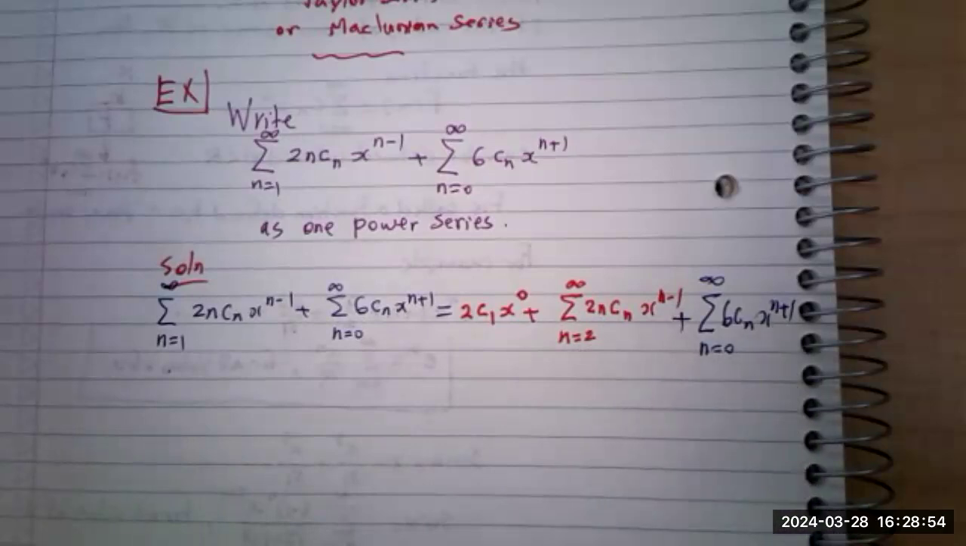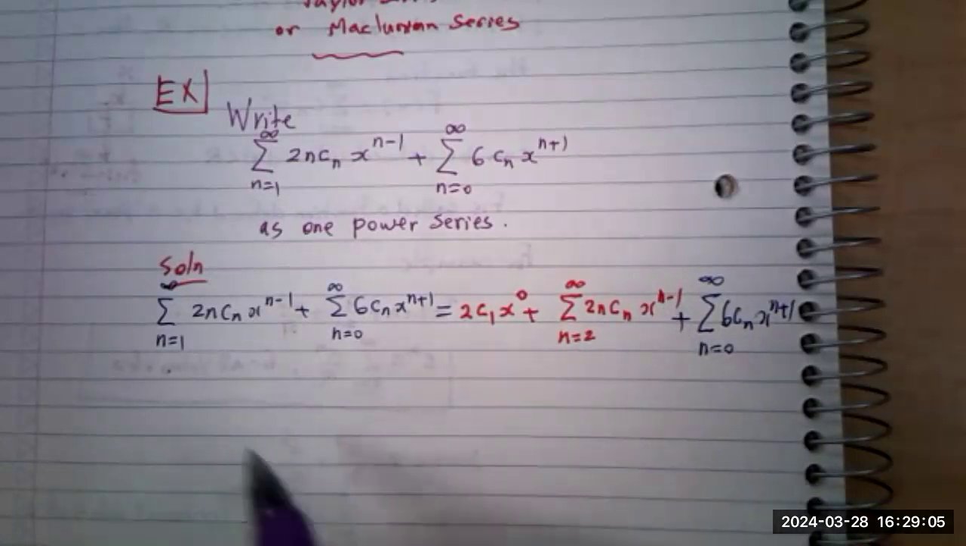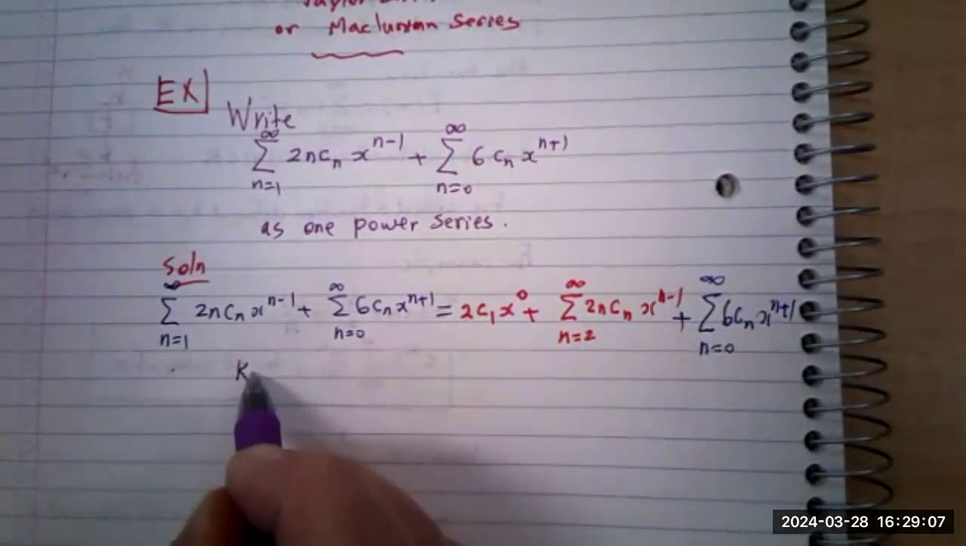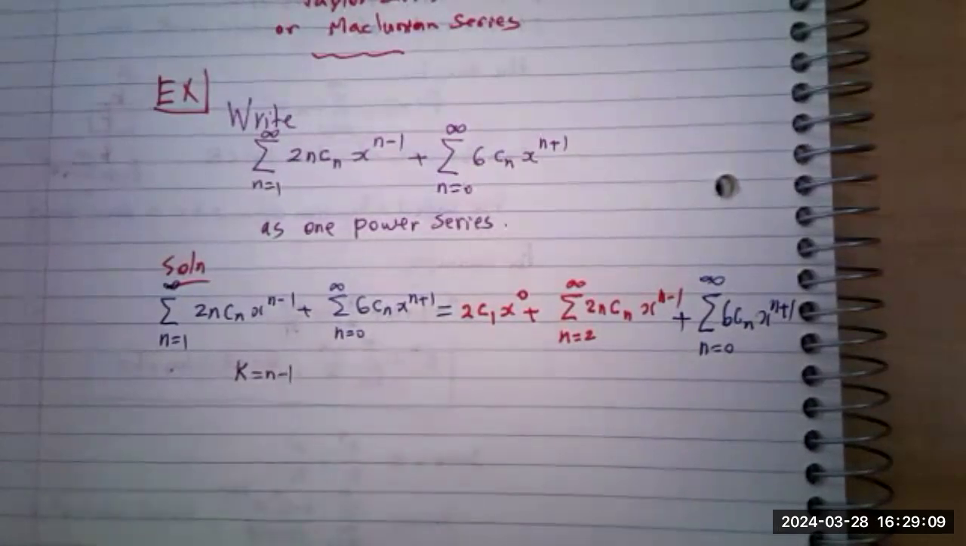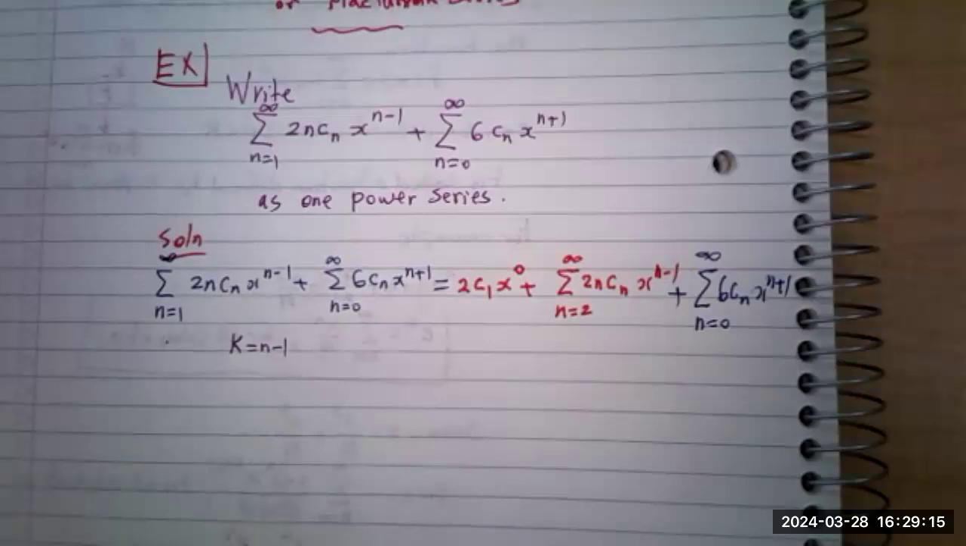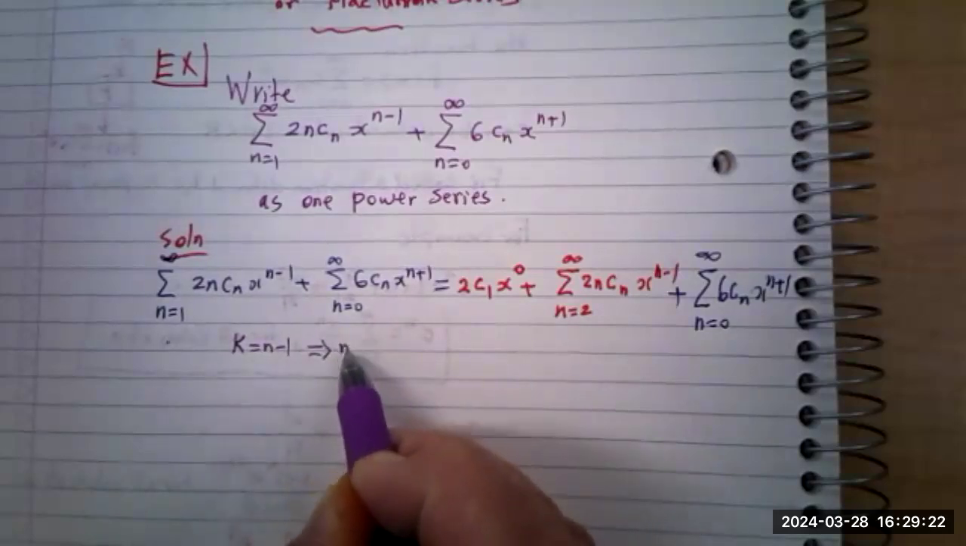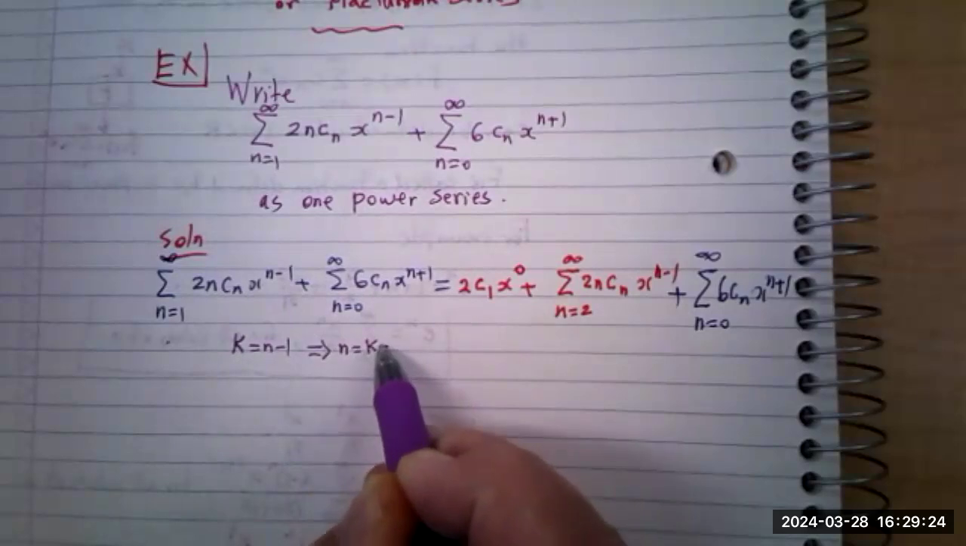So what you would like to do is have something like x to the k, so that you'll be able to pull it out as a factor. So what I'm going to do is change this one. This is n minus 1. I'm going to take n minus 1 to be equal to k. So this would be x to the k. But you have to change everything. So I let k equal n minus 1, then I solve for n. So n would be equal to k plus 1.